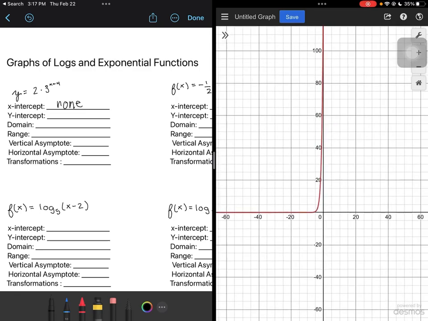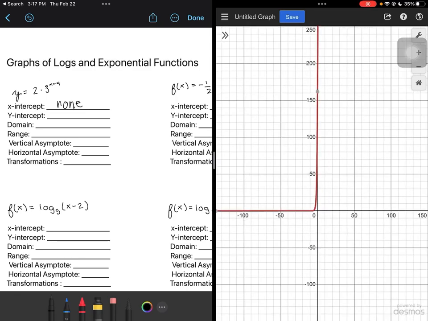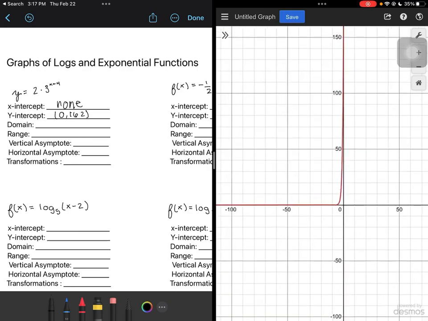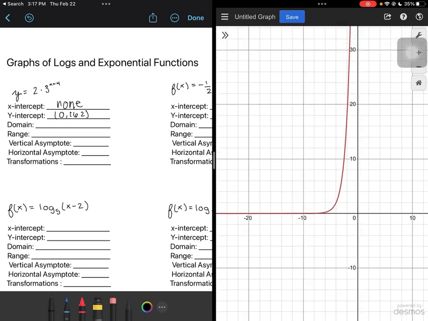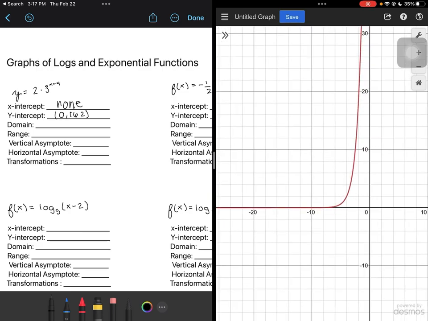And then for our y-intercept, we can zoom, and it's actually way up here on our graph. So 0, 162. I'm going to write it as an xy point. And the domain for all exponential functions like this is going to be all real numbers, so -infinity to infinity. But our range is going to change, and we'll come back to that one.